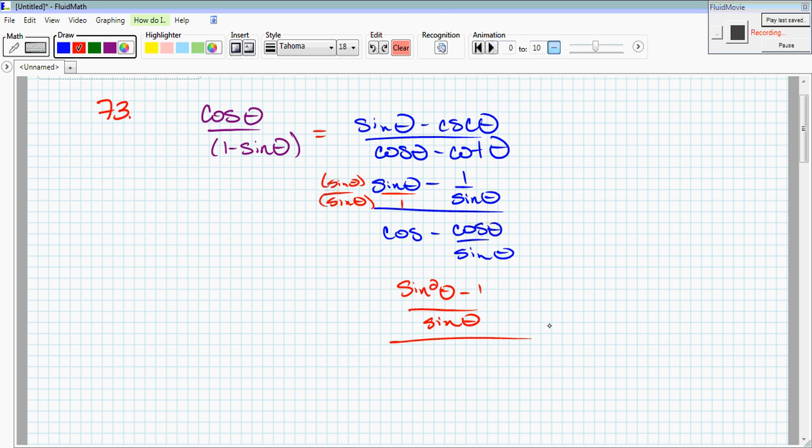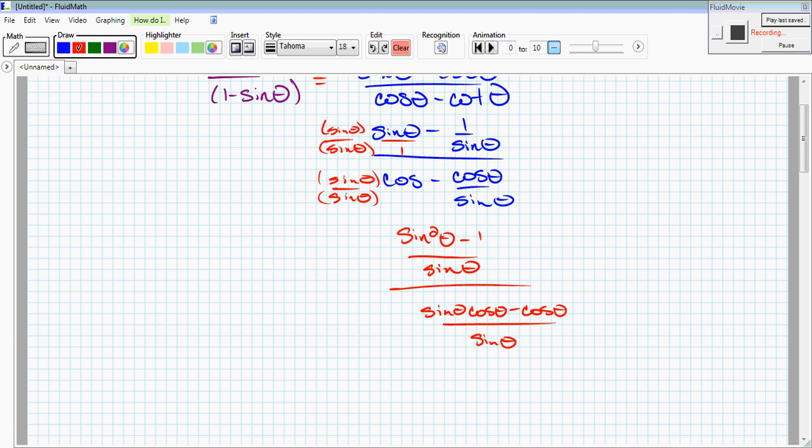Okay. Now that is all over, so you're going to multiply this by sine theta over sine theta as well. But here we have sine theta cosine theta minus cosine theta over sine theta. Alright, so as we move down, what we're going to end up doing is multiplying this by the reciprocal. Probably going to end up pulling out a cosine here, so I'm going to go ahead and do that and see where that takes us.